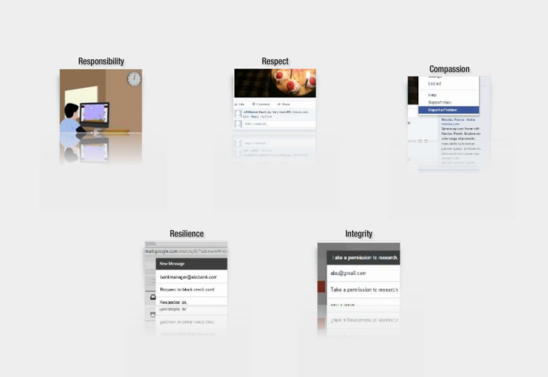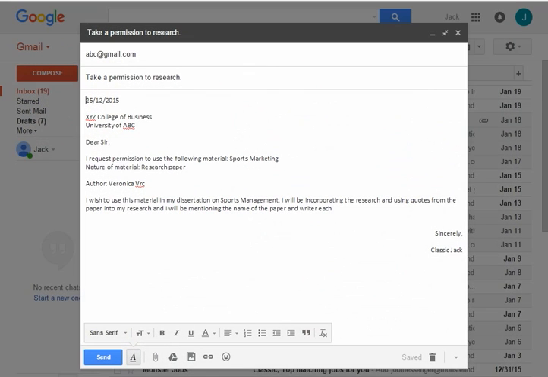The fifth value is integrity. The quality of being honest and fair describes integrity. For example, you are using a research paper in your project. Now you use the research without taking permission from the author. This is against integrity. You should either use your own research data or take permission from the author to use his or her research. Therefore, when you do this, then you are exercising integrity.